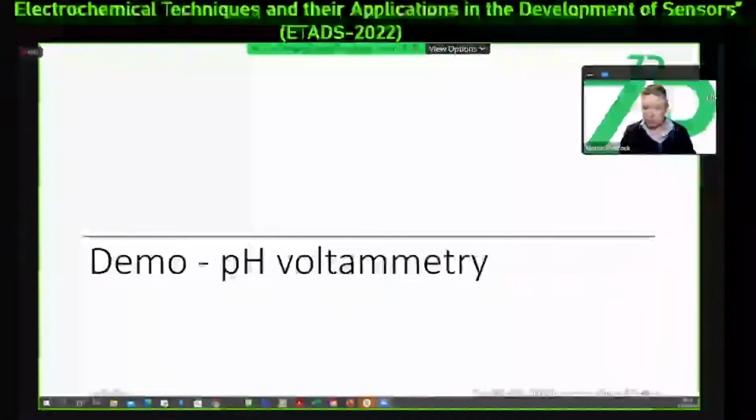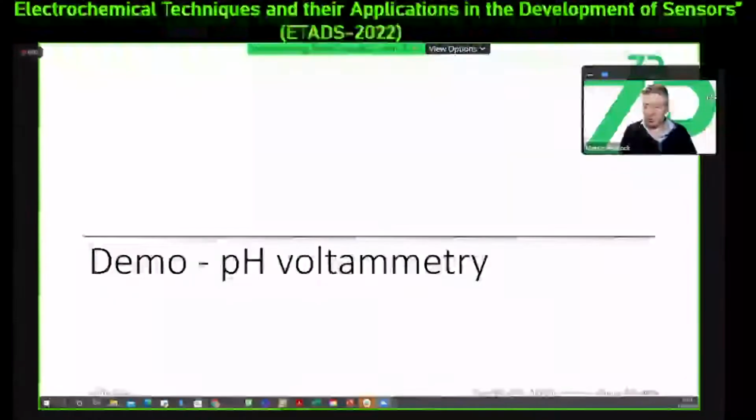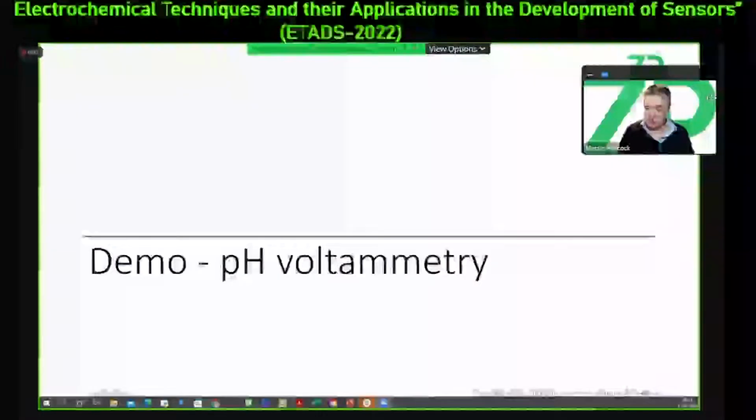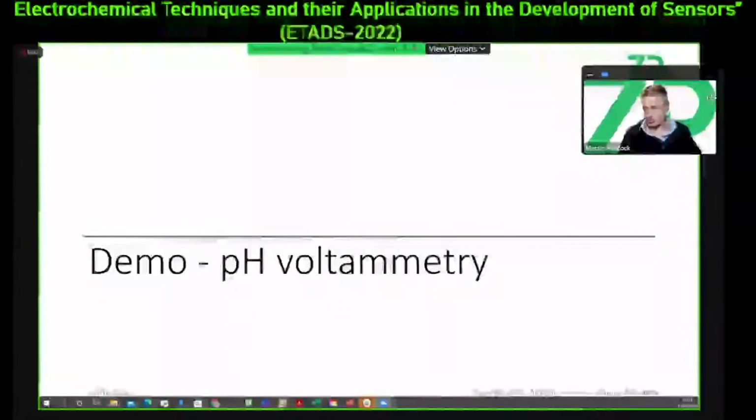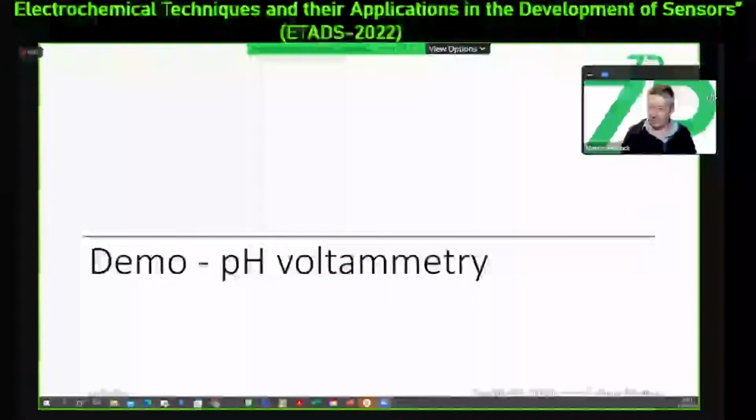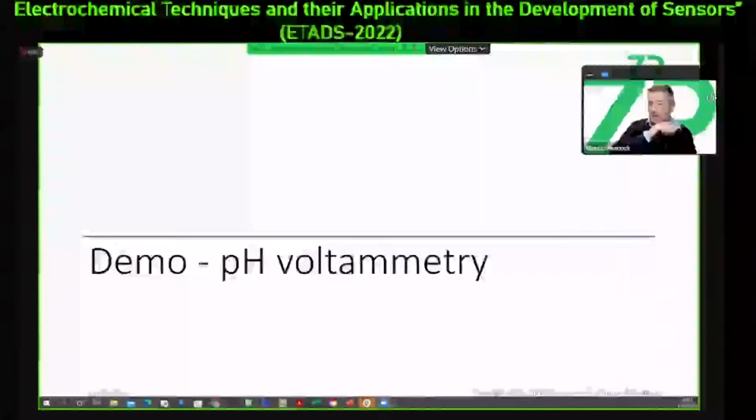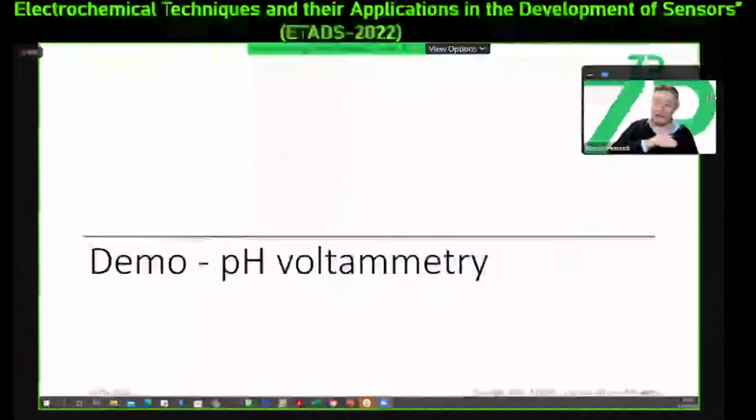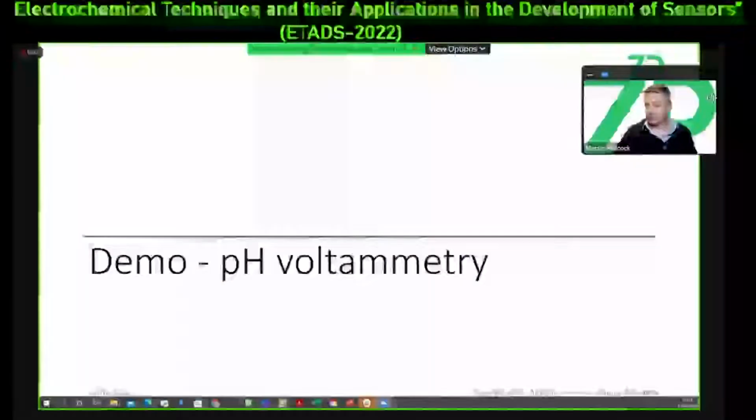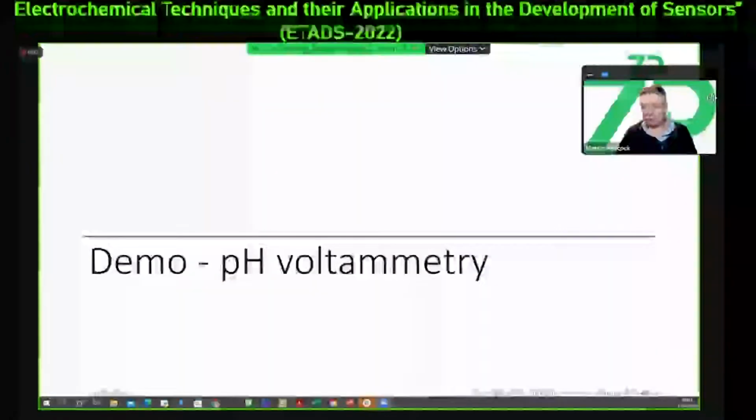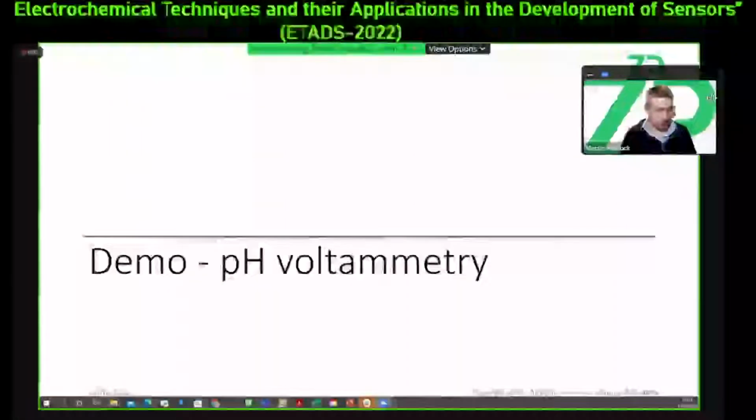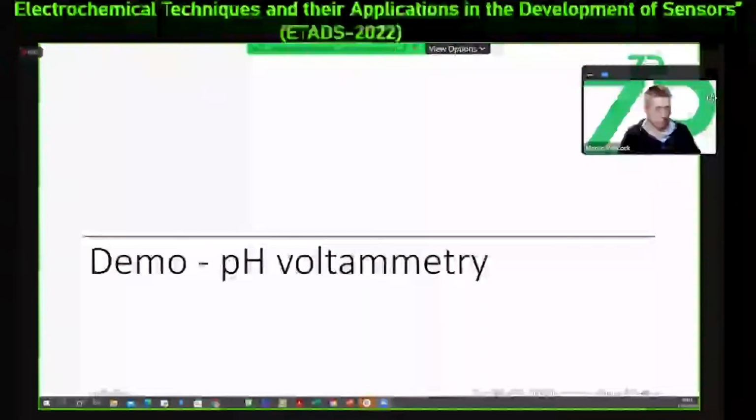And then the technical question that came through was, how did we scavenge the oxygen? We used sodium sulfite, which reacts with oxygen to form sodium sulfate. And that's why when Andre did the experiment, we went from a negative current to something that was much closer to 0. And then finally, we just did a pH experiment.